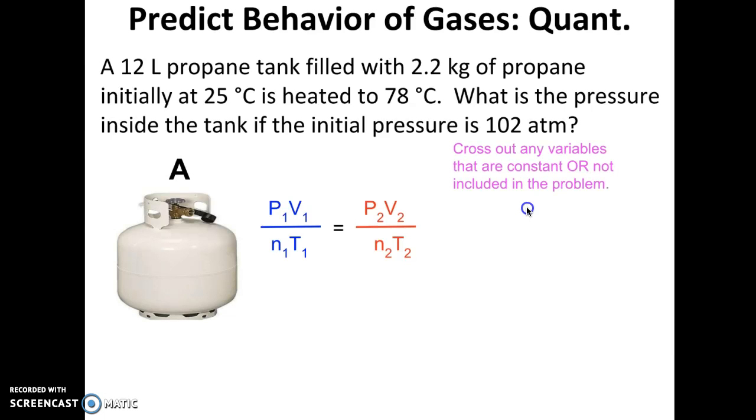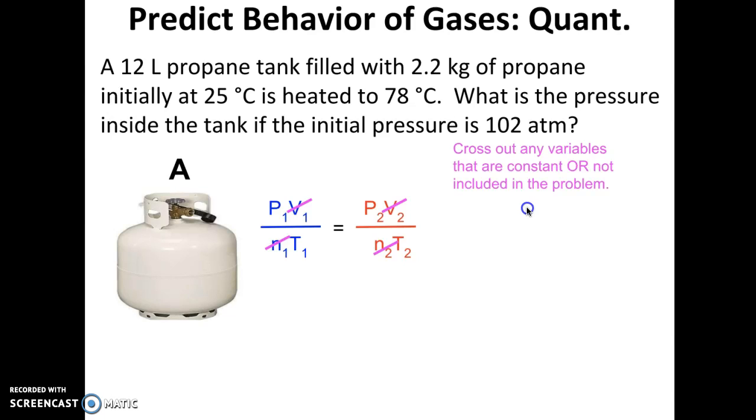Okay, so the first thing is we don't need everything in this equation. We only want to focus on things that change. So we're going to cross out anything that is constant or is not included in the problem. If we look at our problem here, the volume of the tank does not change. So I'm going to cross that out. It still is a rigid tank, so the volume is not going to change. I'm also going to cross out the moles because I'm not adding or removing moles of gas. So the only thing that's really changing here is the temperature, and that's going to impact the pressure.